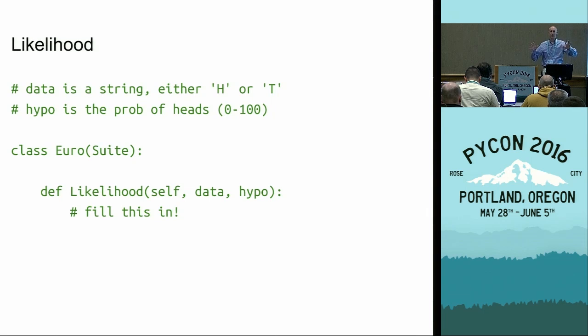Again, I want to remind you, don't try to solve the problem. Just imagine that someone locks you in a room, and once a day, they come to you and they give you data and a hypothesis. And the data will be a piece of paper that either says H or T. And the hypothesis will be a hypothetical value for x, which will be a value from 0 to 100. And your job is to figure out the likelihood of the data given the hypothesis.